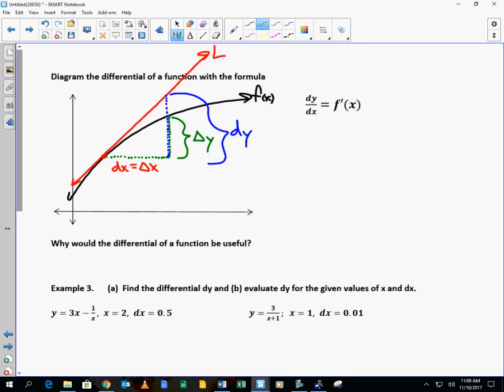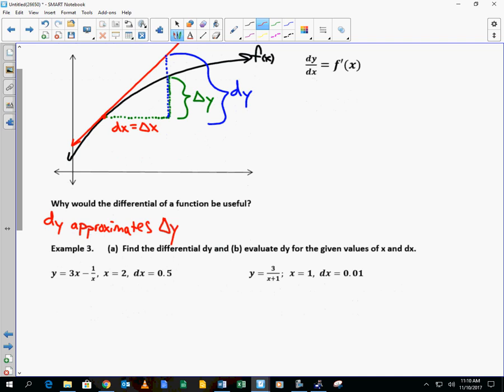You see that? So why would the differential of a function be useful? We say that dy is the differential. dy approximates delta y for small windows or intervals, however you want to think of it. I'm not going to get too technical here.